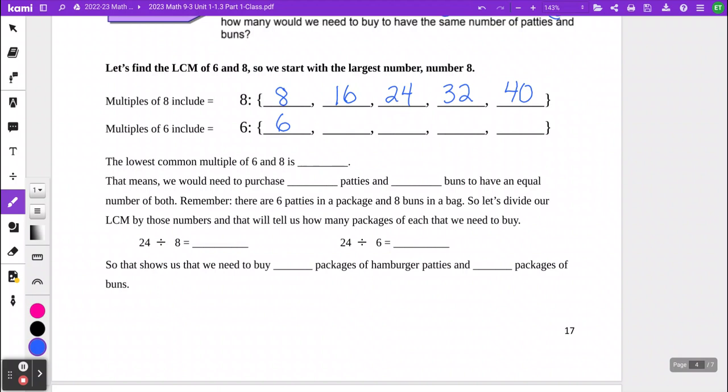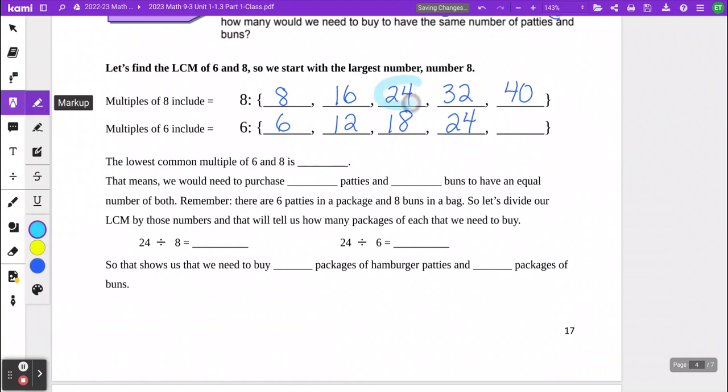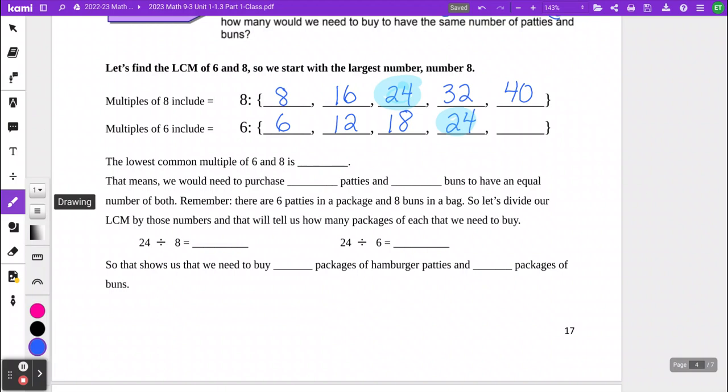Now we do the smaller number. For the smaller number, we don't need to make the entire list. You only make the list until you reach a number that matches one on top. So if I get a number that comes next and matches the top, then I can stop. So we're going to go 6 times 1 is 6, times 2 is 12, times 3 is 18, times 4 is 24, and I can stop because I found my match. 24 matches, so I don't even need to finish my list. So now I know my number is 24.